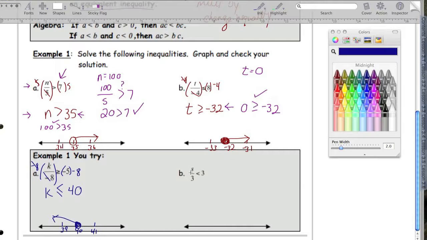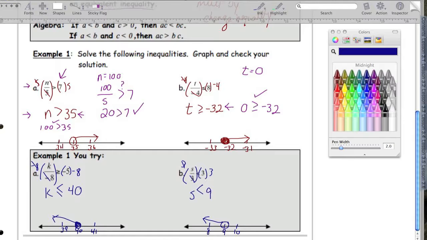All right, s divided by 3. I'm going to multiply both sides so that I do the inverse operation and get the variable by itself. 3 times 3 is 9. I multiplied by a positive, so my sign stays the same. It's going to be 8, 9, 10. Open circle, shaded to the left again.